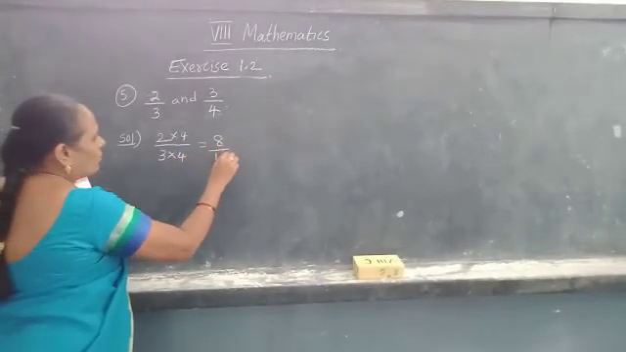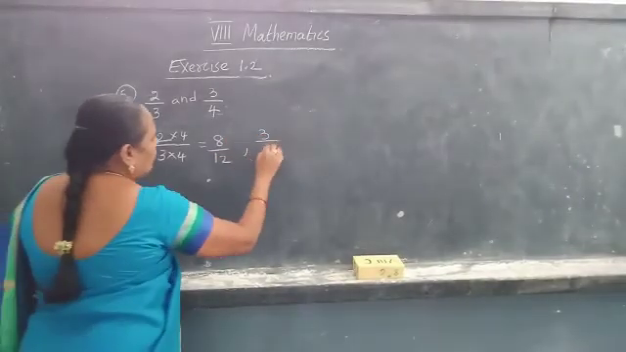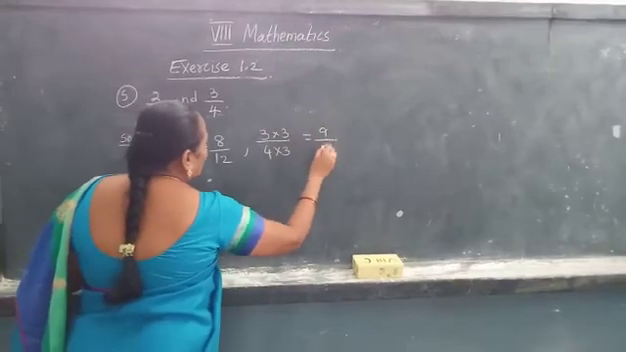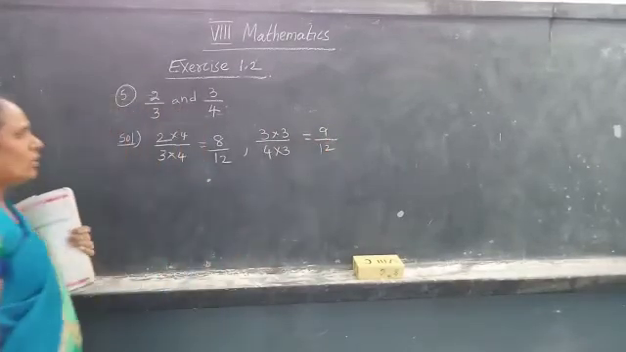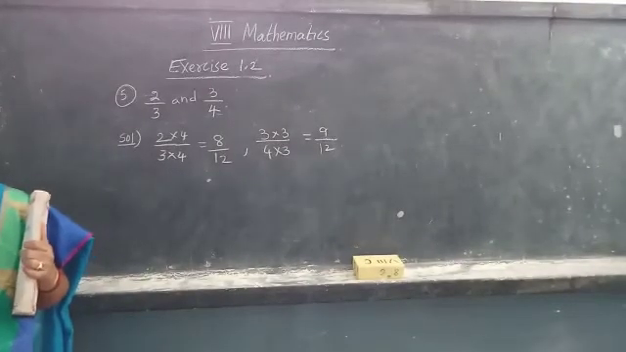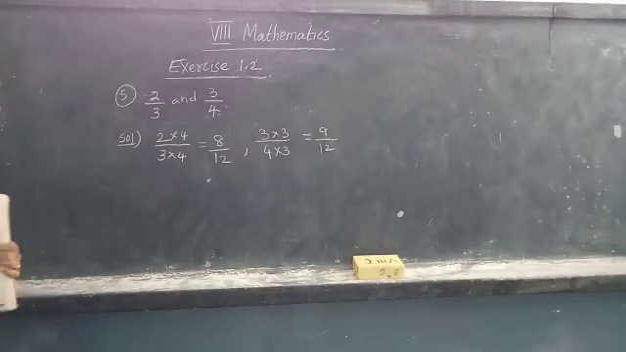So 8 by 12. And 3 by 4 can be multiplied: 4 3s are 12, 3 3s are 9. This is 9 by 12. Do you have any numbers between 8 and 9? No. So what do we have to do?